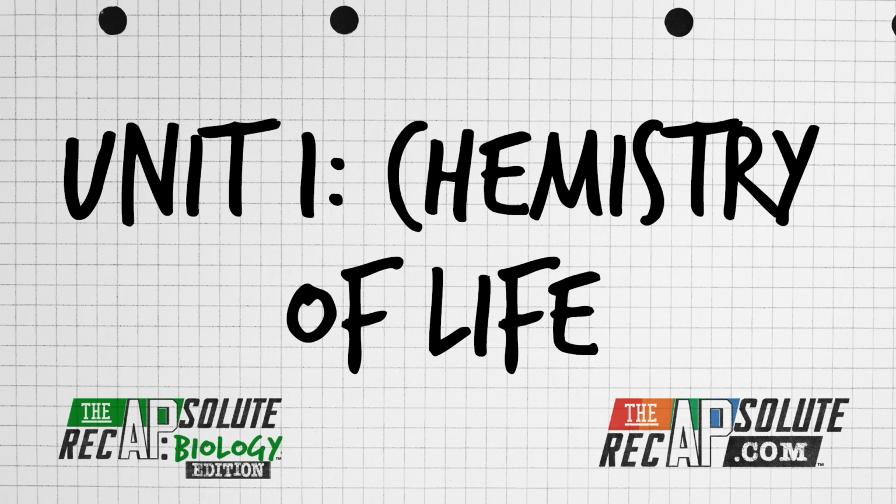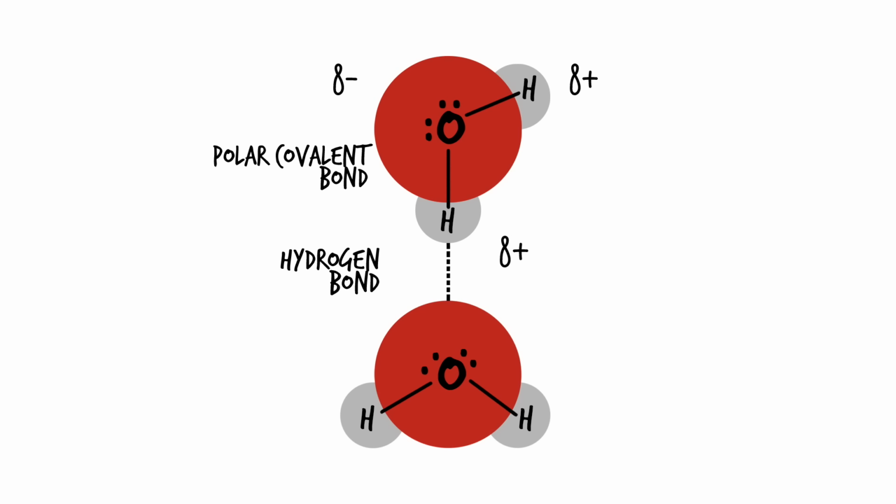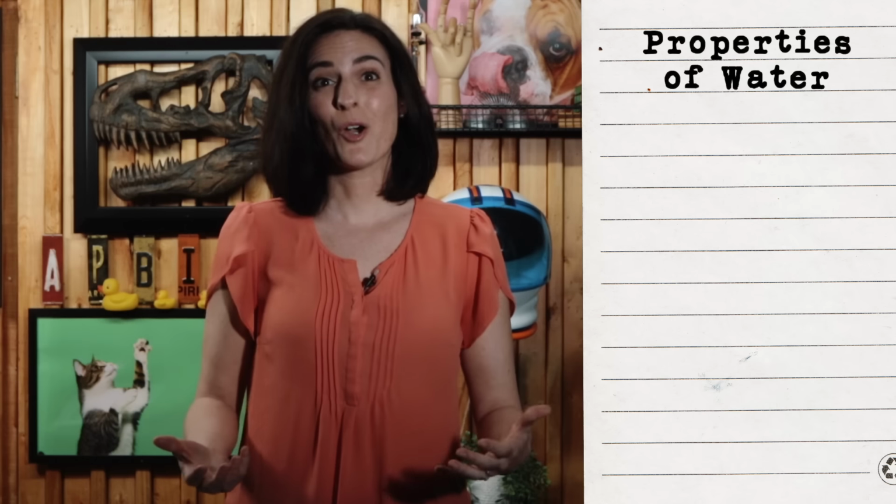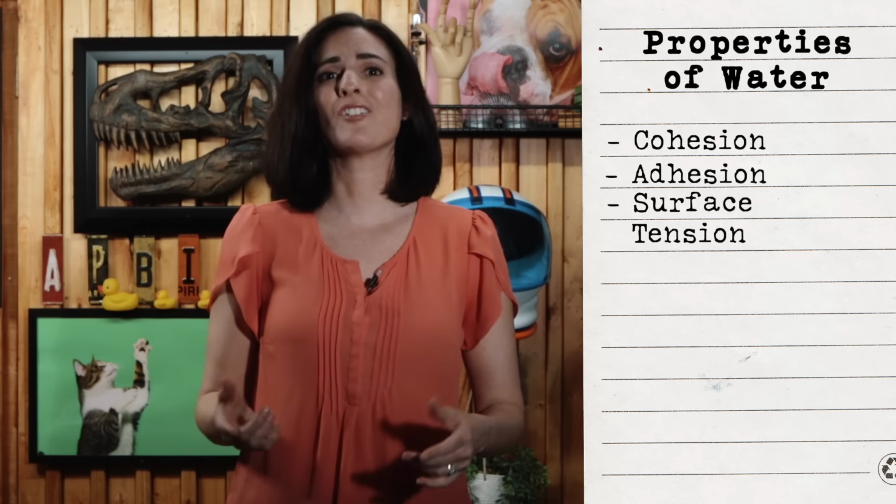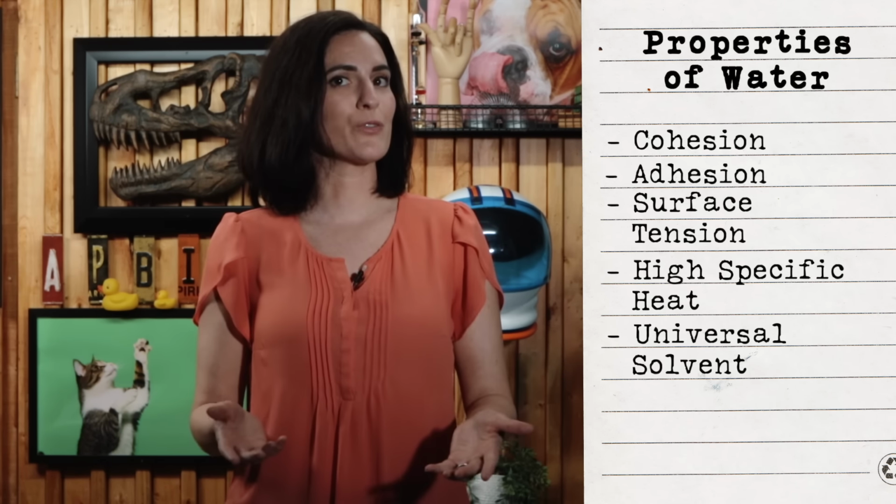Okay, let's zoom in. Unit 1, Chemistry of Life. It all starts with water, the polar molecule of H2O that forms hydrogen bonds. And it's this bonding ability that gives water nearly every property it has: cohesion, adhesion, surface tension, high specific heat, and the universal solvent.